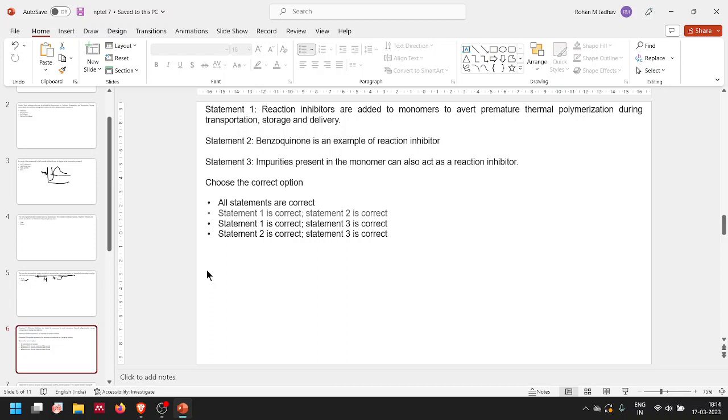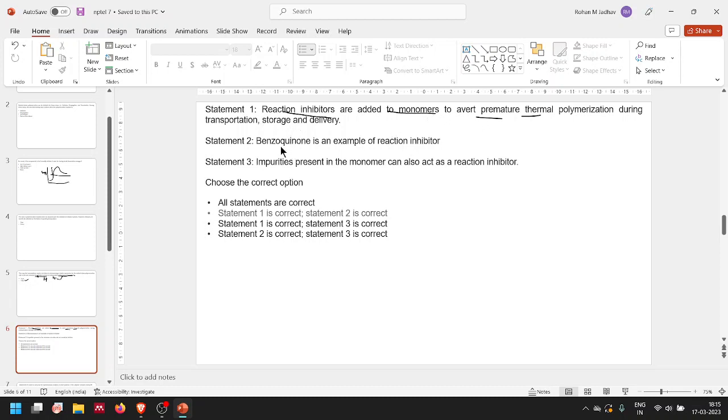So, reaction inhibitors are added to monomers to avoid premature thermal polymerization during transportation, storage, and delivery. Yes, reaction inhibitors are added to the monomers so that monomers don't undergo any spontaneous reaction if there are any thermal property changes because of external thermal agents, which might increase or decrease the temperature. Because of that, reaction inhibitors are added to the monomers to avoid any kind of premature thermal polymerization process. So this statement is true.